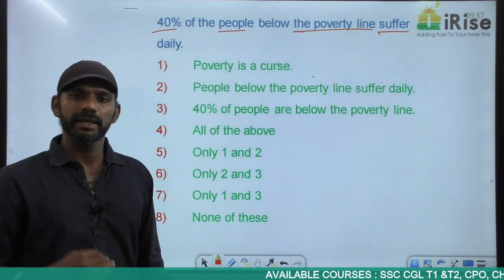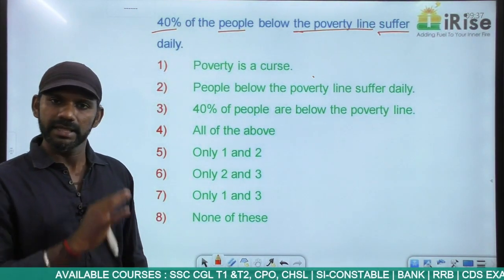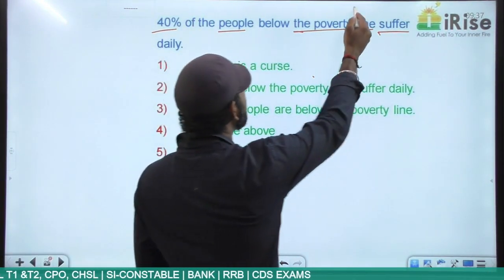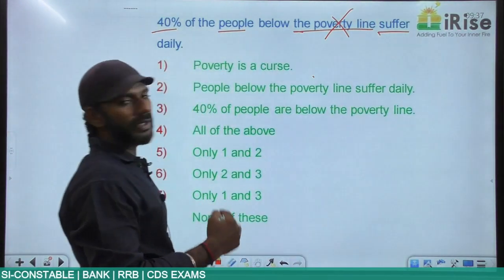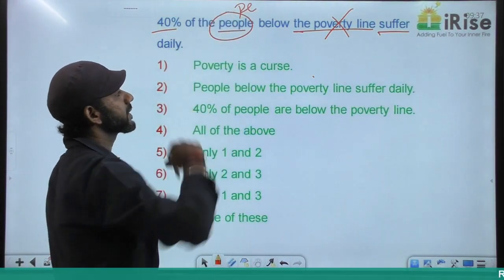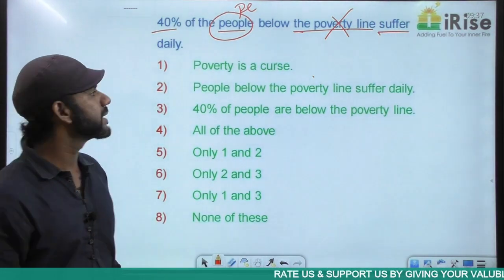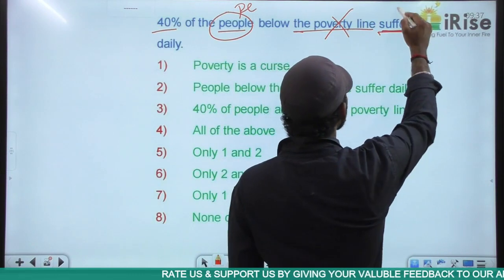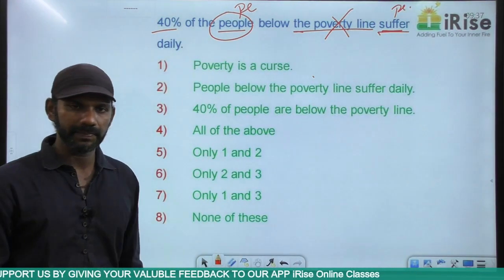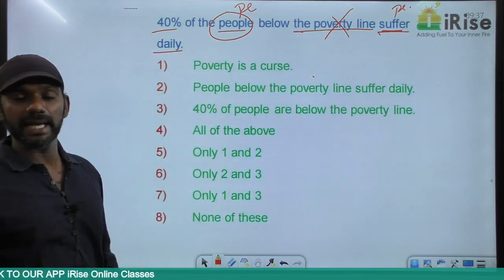Now which rule? Eliminating the middleman. Eliminate the noun that comes in the middle of the sentence. The noun that comes in the middle of the sentence is poverty line. So eliminate poverty line. Now we have only one noun left, that is people, plural. So the subject is plural. The verb must also be plural. Subject verb agreement. The verb here is suffer, plural, because no S, no ES, no IS. That is completely fine.